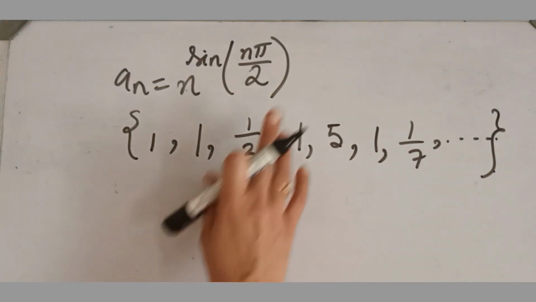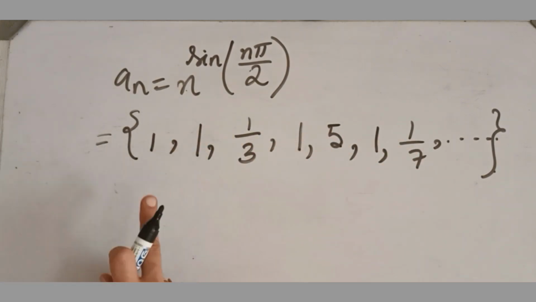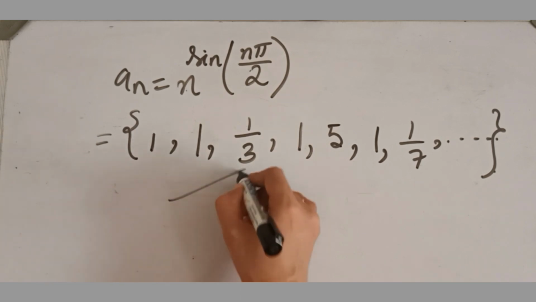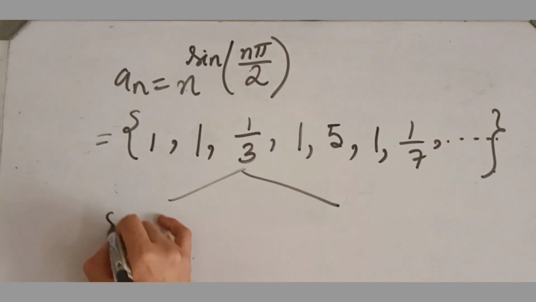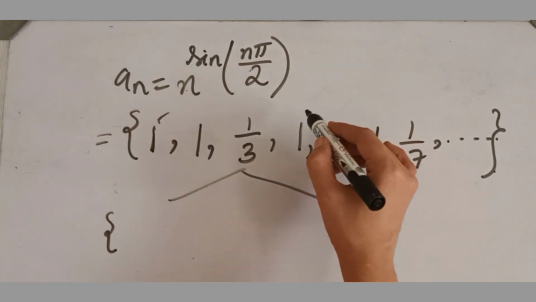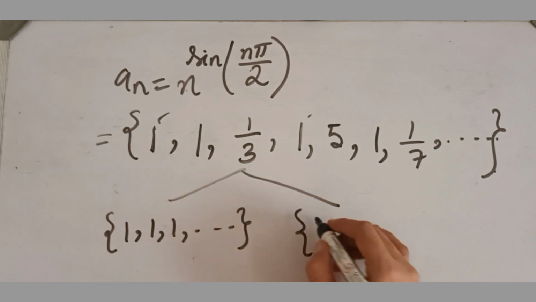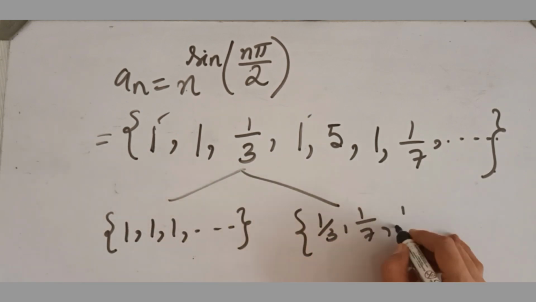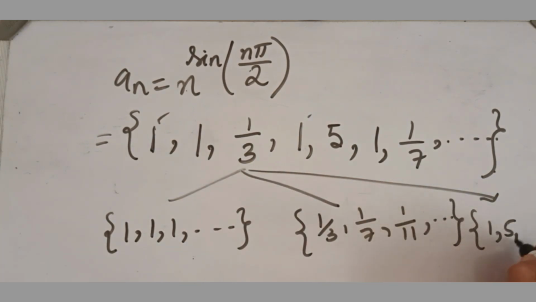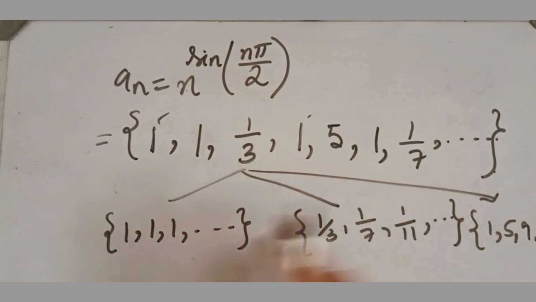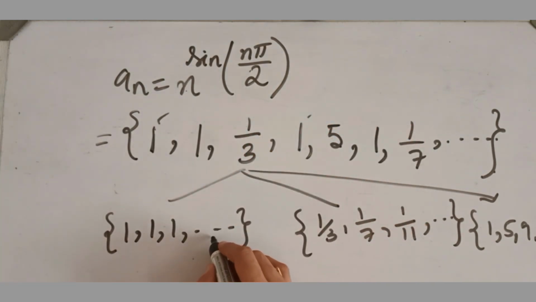Therefore, now instead of finding limit points of this sequence, I have written the terms of the sequence. Better you go with the subsequences associated with this sequence. That is easier compared to finding the limits of the sequence. So, here the subsequences are: one is 1, 1, 1, and so on. Another subsequence is 1 by 3, 1 by 7, 1 by 11, and so on. One more subsequence you can find is 1, 5, 9, and so on. These are the three subsequences associated with the given sequence. You have to find out the subsequential limits.